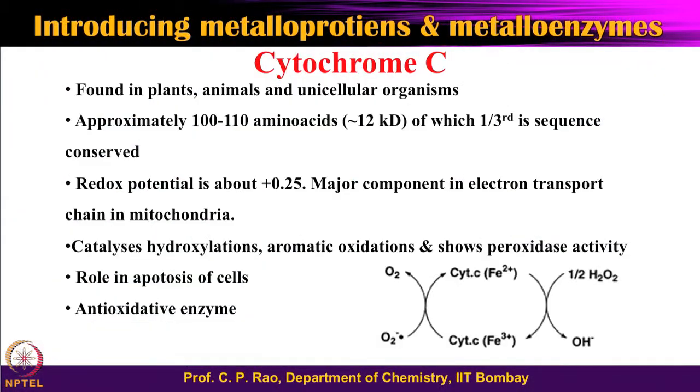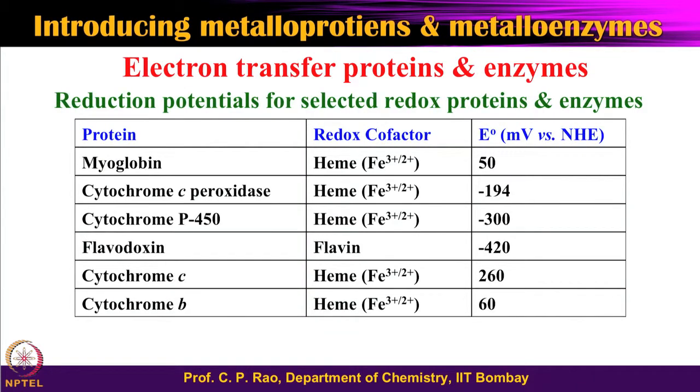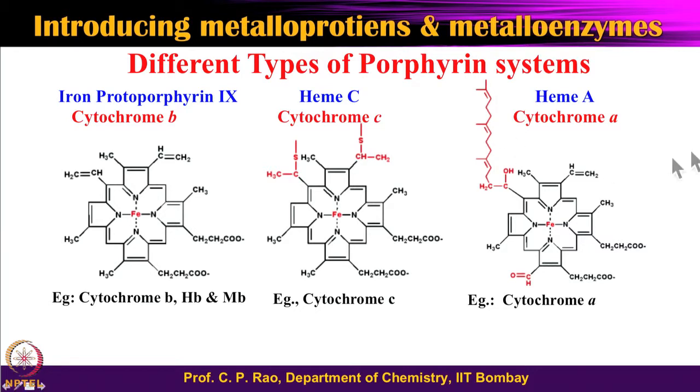Let us look at cytochrome C as an example. We have already seen what cytochrome C is earlier. I will also be showing it again in the next slide. Maybe you can look back at that one. So cytochrome C is the one shown over there. Here you can see that it is connected through thioether linkages with the protein, and of course it has both the propionic acid groups, etc.